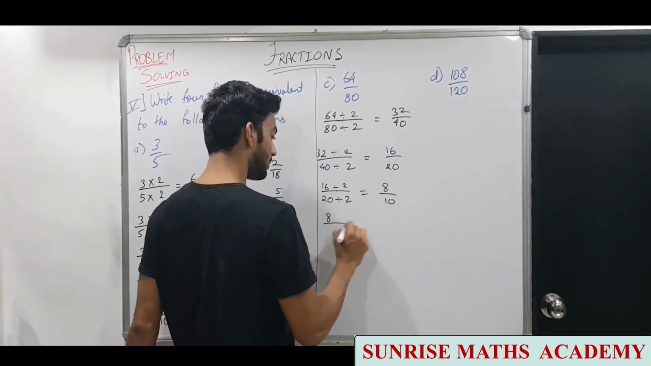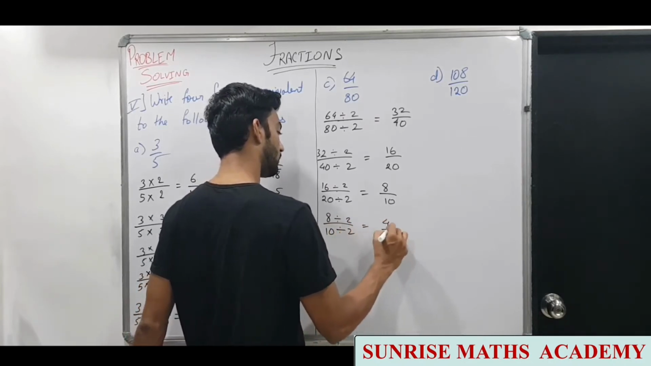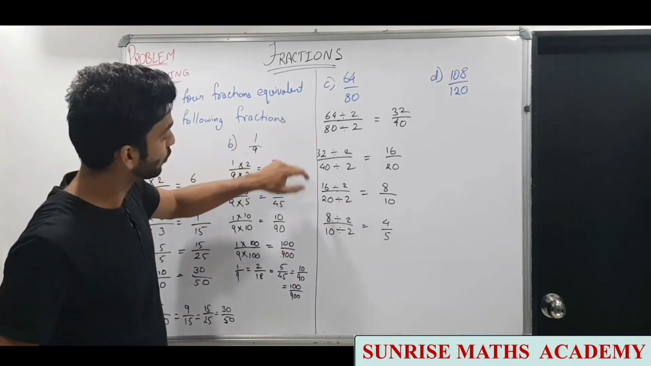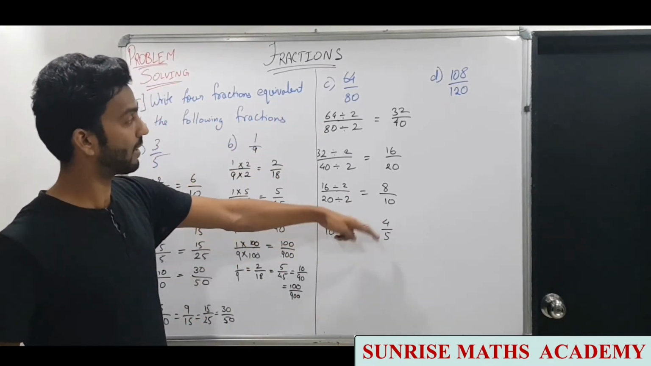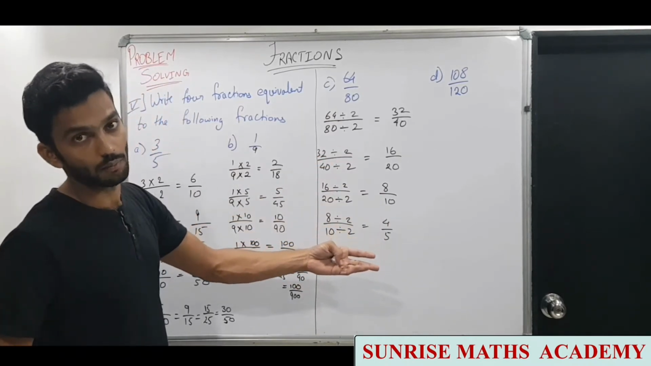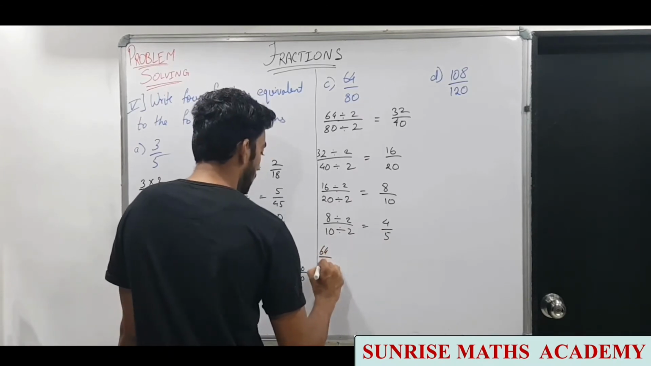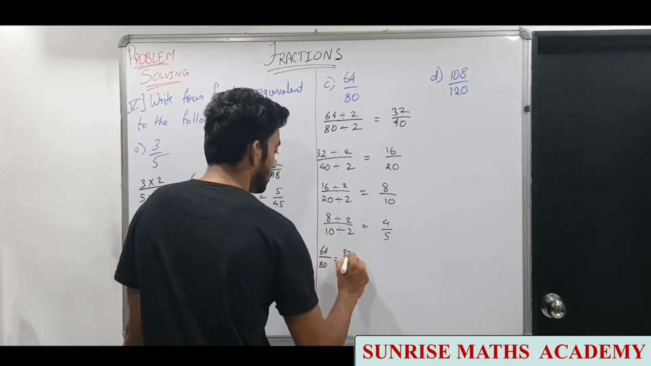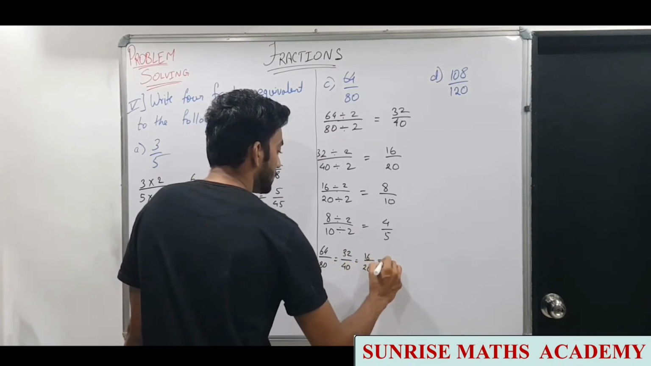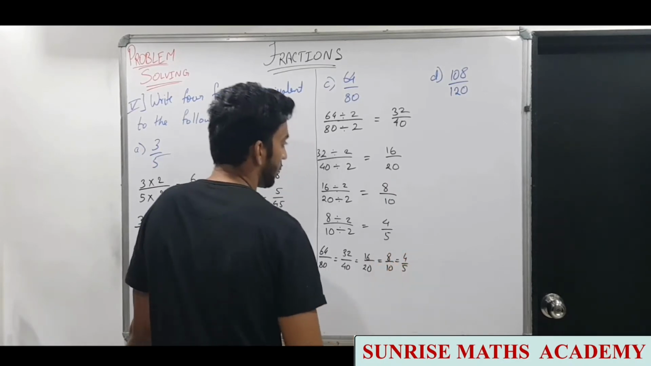This can again be divided by 2, so we get 4 upon 5. Now 4 upon 5 is in the simplest form, and we have got 4 fractions. If it is in simplest form and we need more fractions, we can multiply it by some other number. Okay, so we have 64 upon 80 is equal to 32 upon 40, which is equal to 16 upon 20, which is equal to 8 upon 10 and is equal to 4 upon 5.